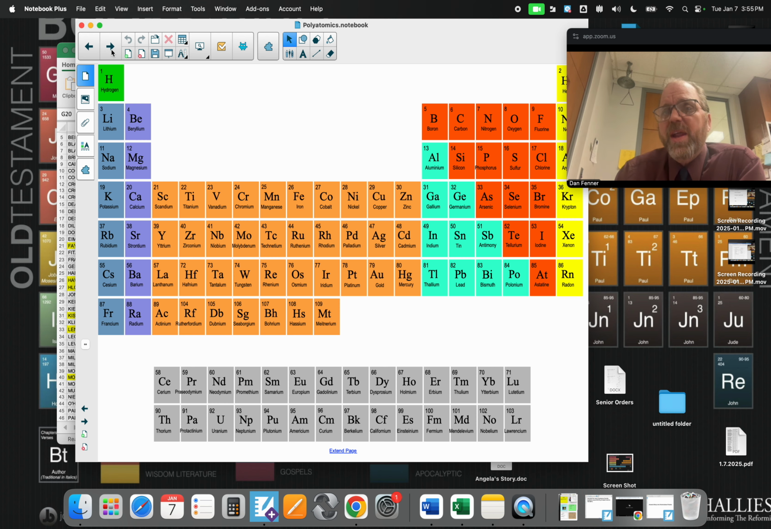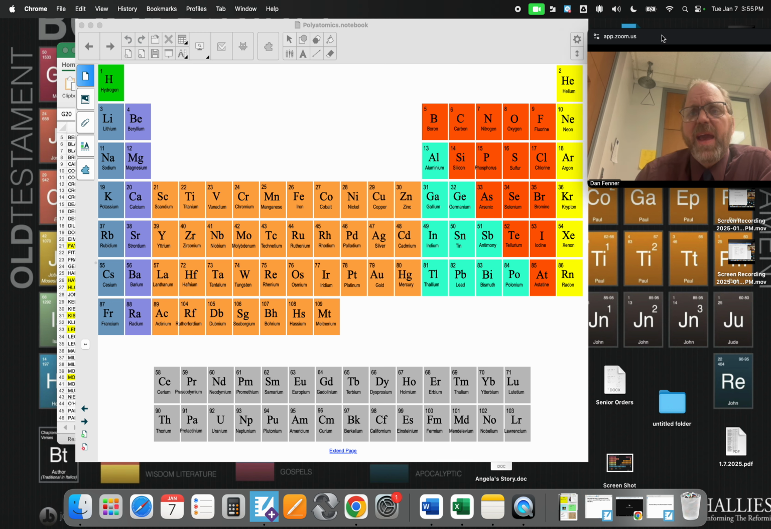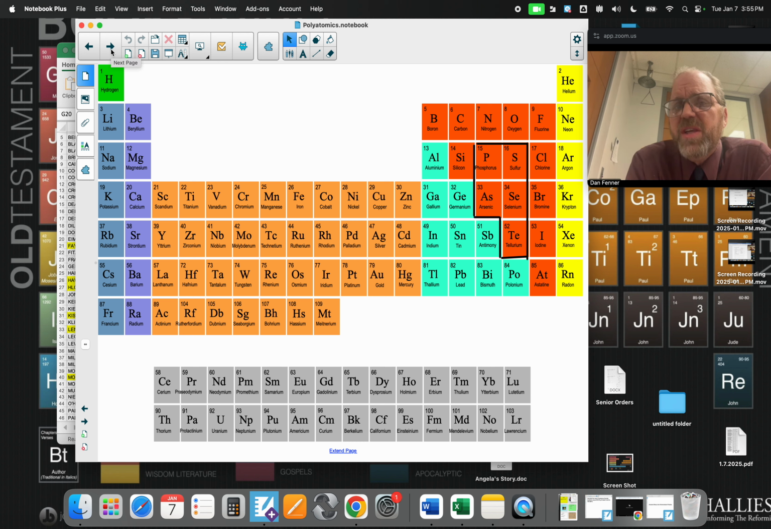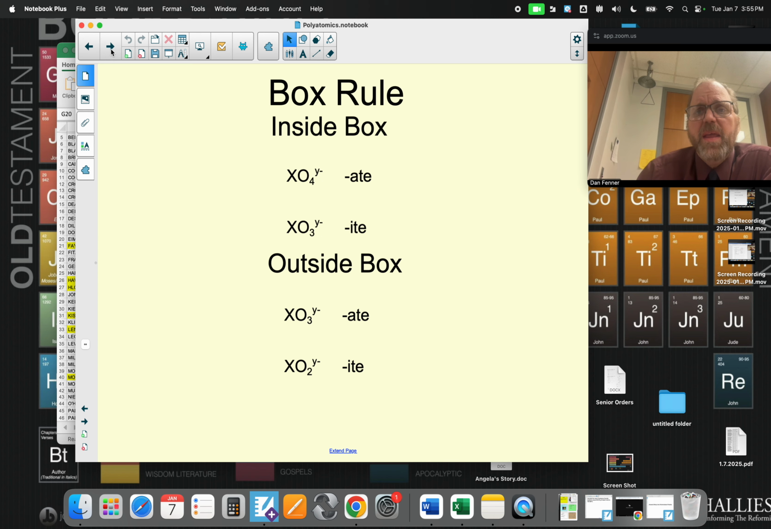We take our periodic chart here again. Okay. And we put a box. It's going to be a weird box. It's going to be a 5-sided box. It covers the elements phosphorus, sulfur, arsenic, selenium, tellurium. Now, if it's inside the box, inside those 5 elements, has 4 oxygens, it's an -ate. If it has 3 oxygens, it's an -ite. If it's outside those, if it's boron, carbon, silicon, nitrogen, fluorine, chlorine, bromine, and iodine, 3 oxygens is an -ate, 2 oxygens is an -ite.